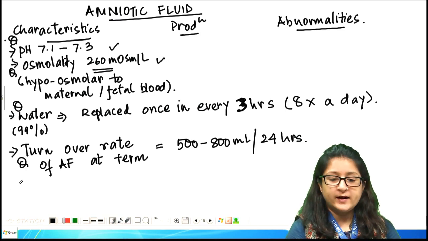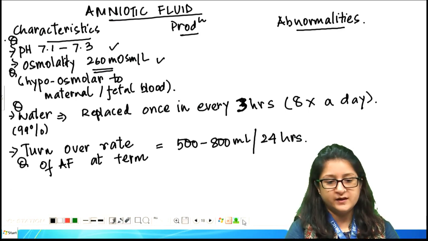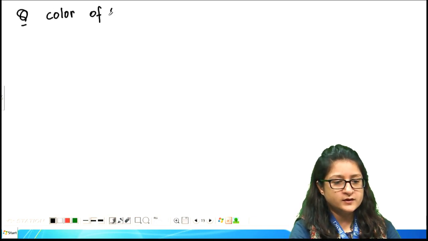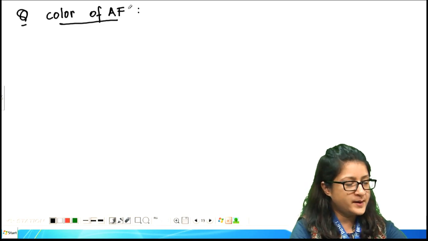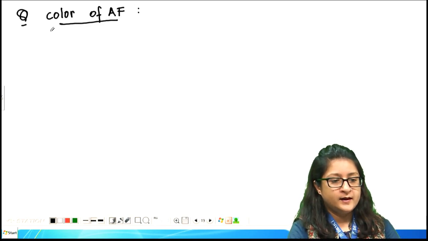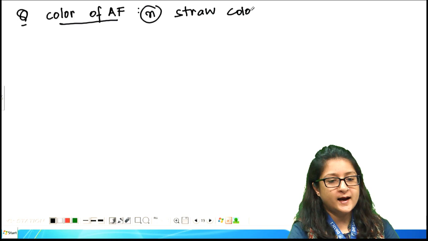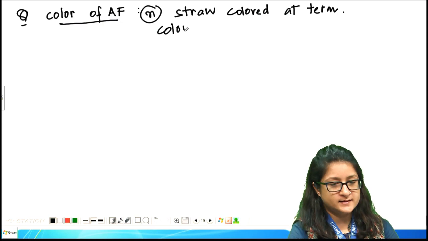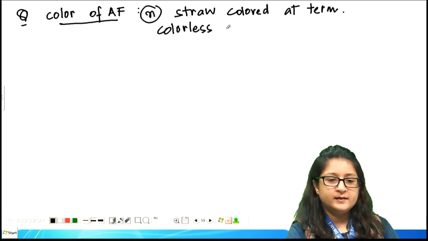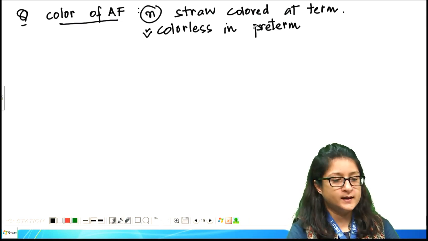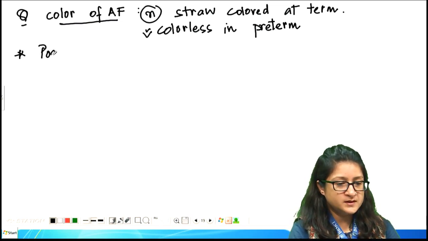Next important point about amniotic fluid to remember is the color of the amniotic fluid. They've asked about the color of the amniotic fluid. So you should remember that the normal color is straw colored. This is straw colored at term, okay, and it is colorless in preterm. Okay, the more preterm it is, the more colorless the liquor is, the nearer to term it is, it becomes straw colored.